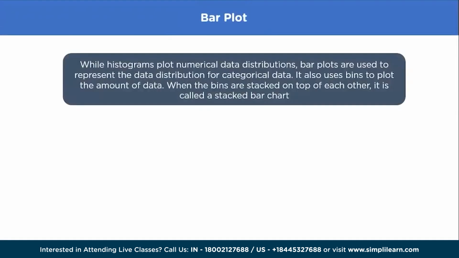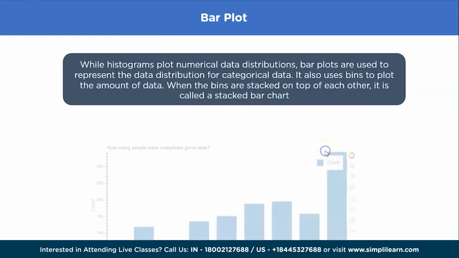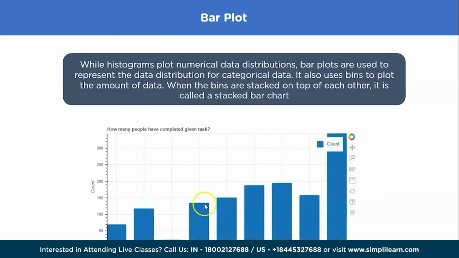So now we've taken a look at histograms. Let's move on to bar plots and understand how exactly they're different from histograms. So in histograms, you have plotted numerical data distributions as of yet. In bar plots, you plot for categorical data. It also uses bins to plot the amount of data. When the bins are stacked on top of each other, it's called a stacked bar chart. This is basically what a bar chart looks like. The difference is this does not have its own range. Each bar is used to represent a categorical data, and the height is used to tell us how much of that categorical data is present.